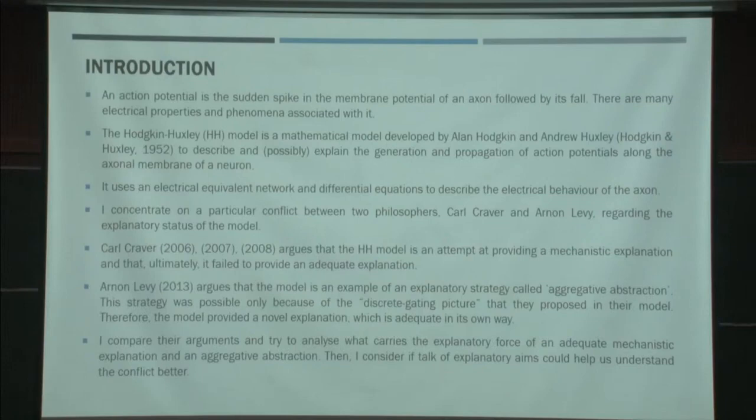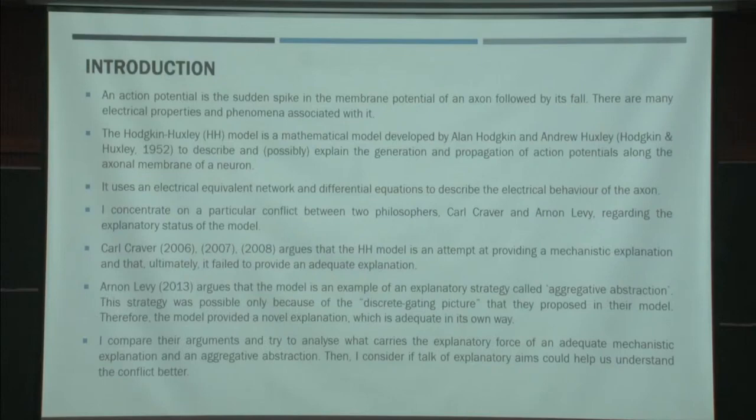There were two electrophysiologists named Hodgkin and Huxley, and they came up with this mathematical model to describe and possibly explain the generation and propagation of action potential along the axonal membrane of a neuron. It's a mathematical model, so it uses an electrical equivalent circuit and several differential equations to describe the phenomenon of action potential.